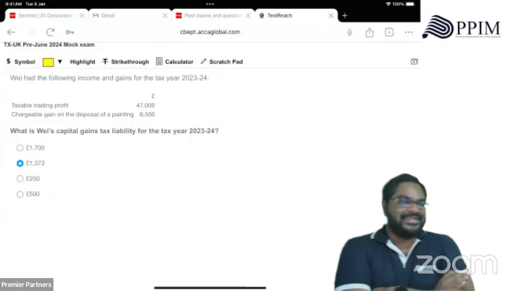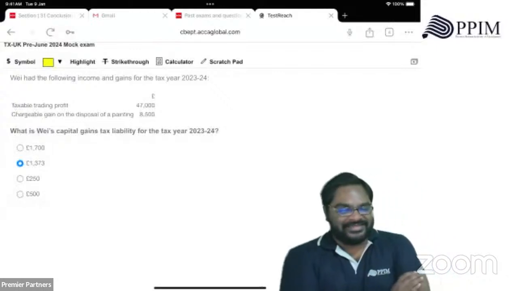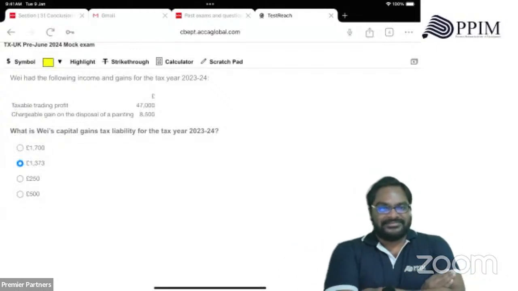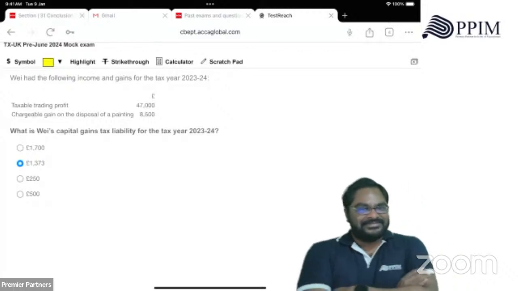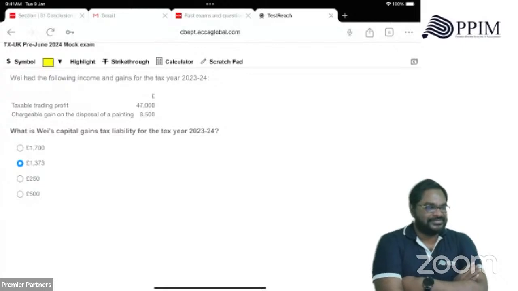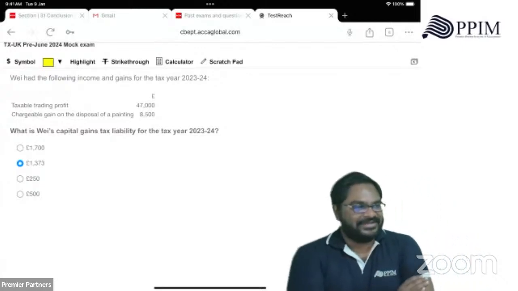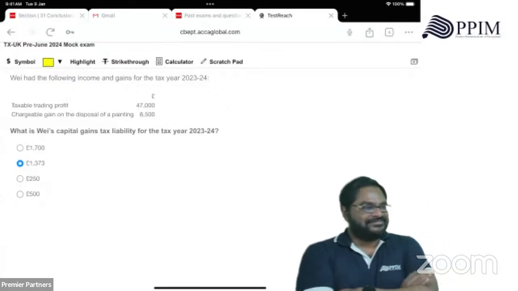AEA was commonly given for all. Then why aren't we deducting AEA? It should be above 100. Above 100? The tax paid. Residential. It's not residential, it's painting. So AEA is only given for residential.